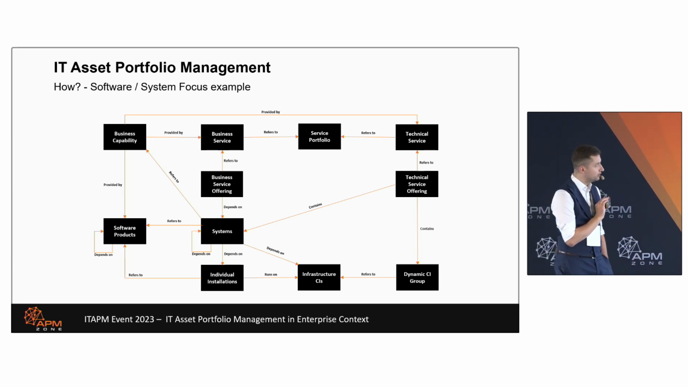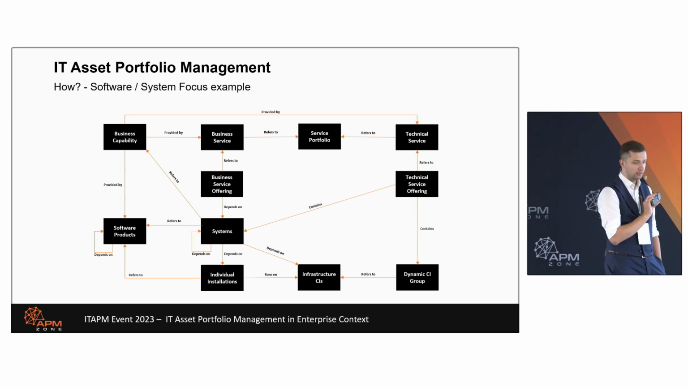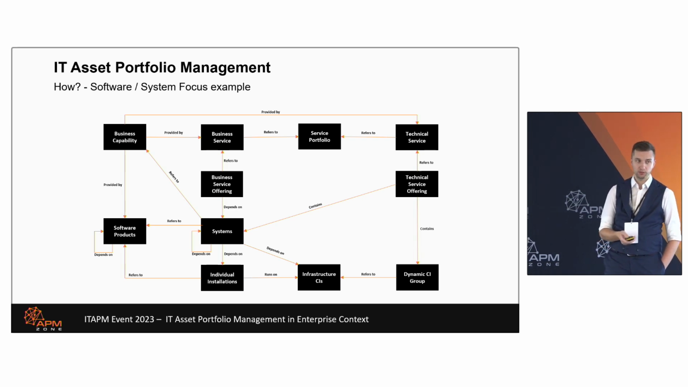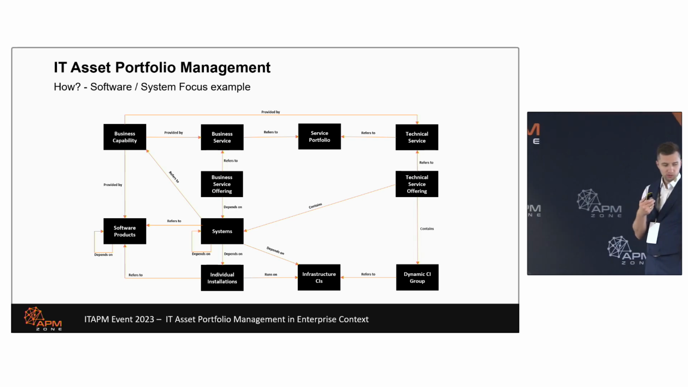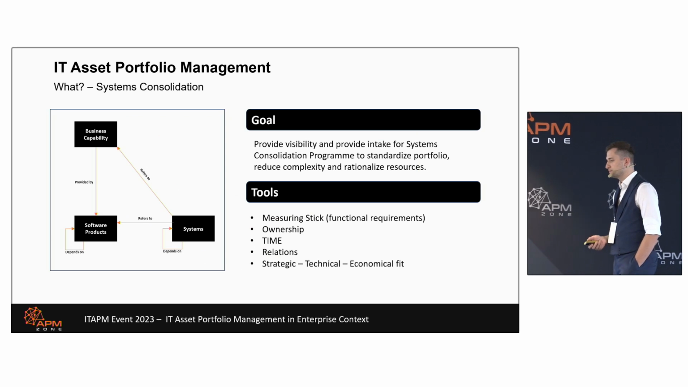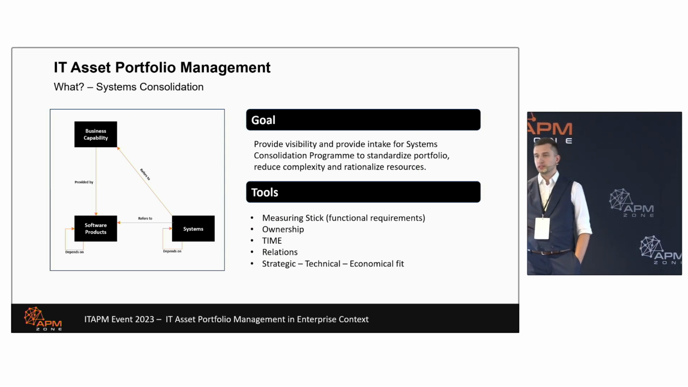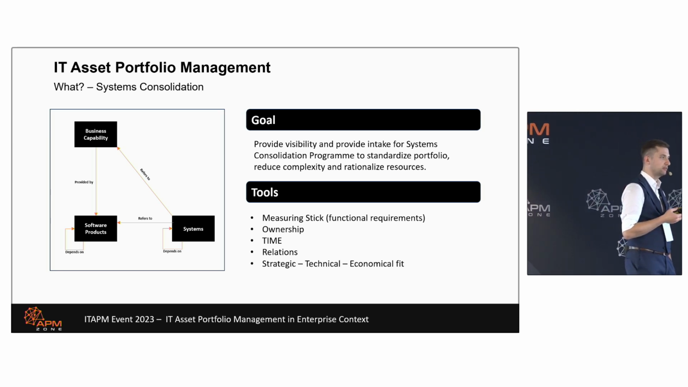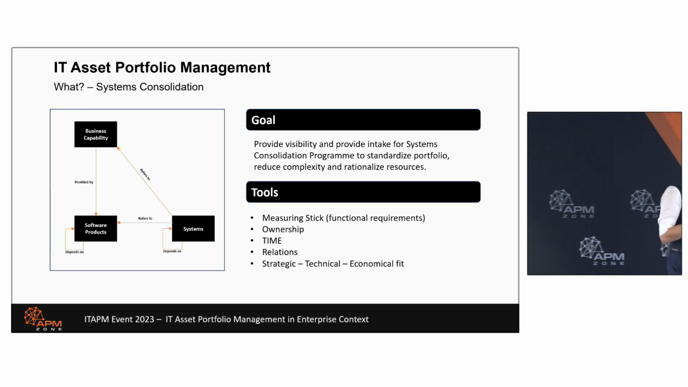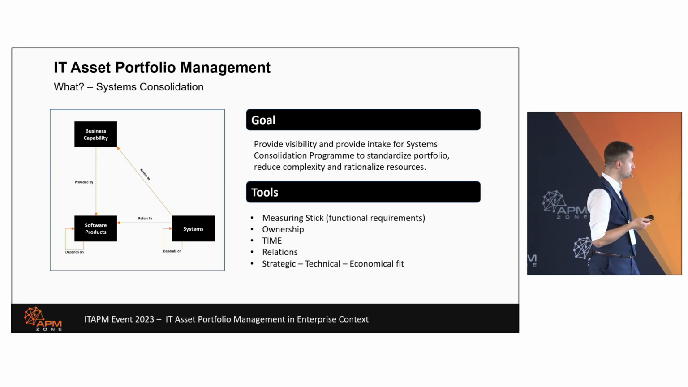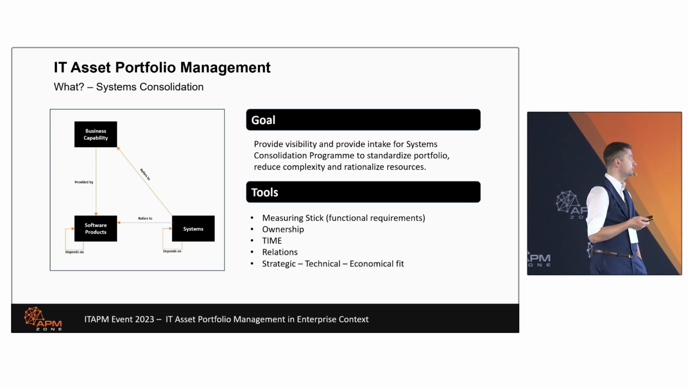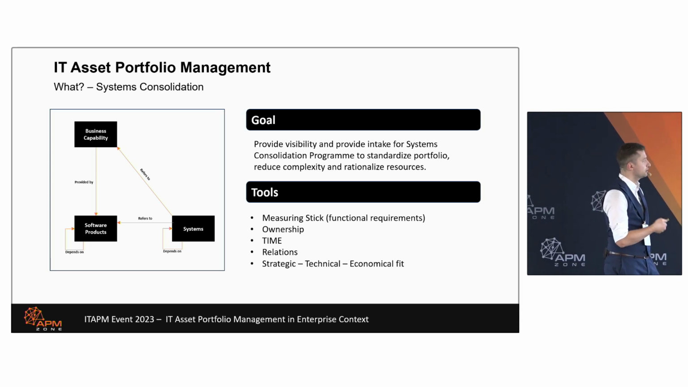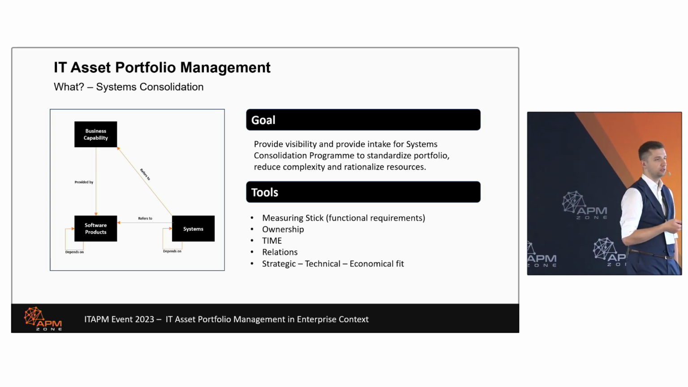So this was the example on the high level. Now we have 3 more practical ones. So what we were actually using and which elements of that, because not always you need to look into all of that, right? First, let's take the system consolidation. That's what also David was mentioning from the capability perspective, how to do this on a more strategic perspective. And here the goal is to provide visibility, provide intake for system consolidation program, to standardize, reduce complexity, rationalize resources.